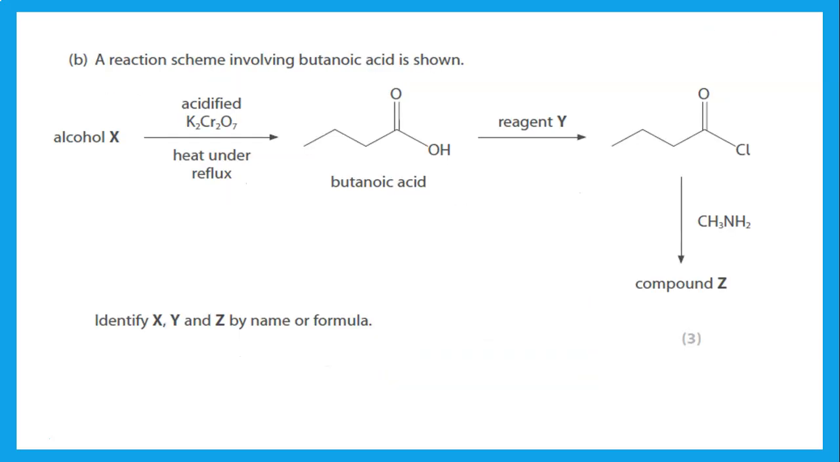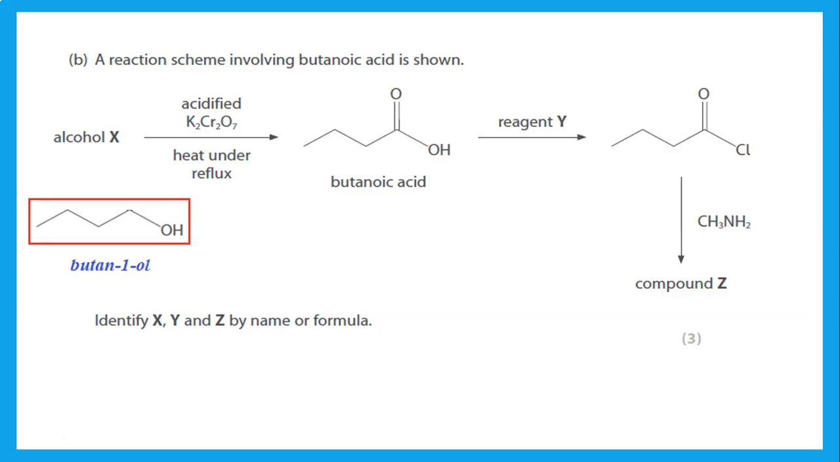A reaction scheme involving butanoic acid is shown. So we're starting with an alcohol. We added acidified potassium dichromate and heat under reflux, and we ended up with an acid. So what is the alcohol? If I'm ending up with butanoic acid, that means I am starting with butan-1-ol, because this is the one that would be oxidized to form an acid.